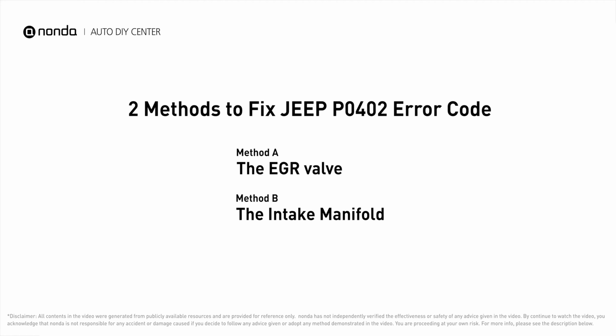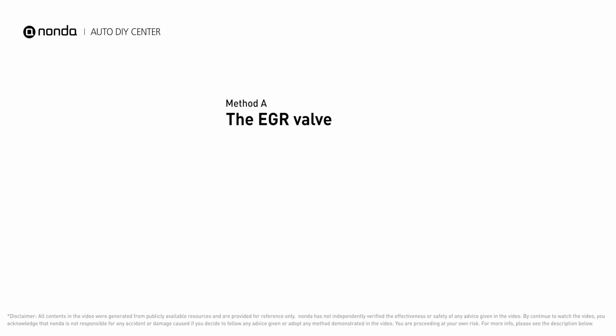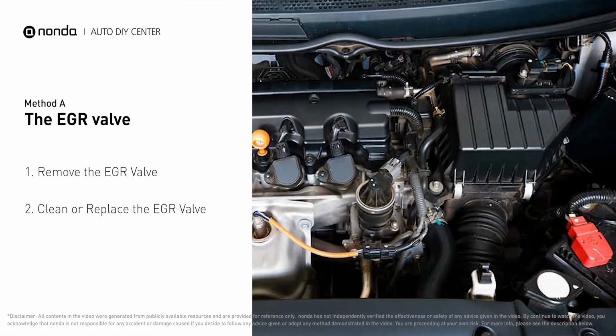Here are 2 of the most practical solutions to fix Jeep's P0402 error code. Method A, the EGR valve. Looking at the engine from the front, the EGR valve is located towards the rear of the engine just to the right side of the center.